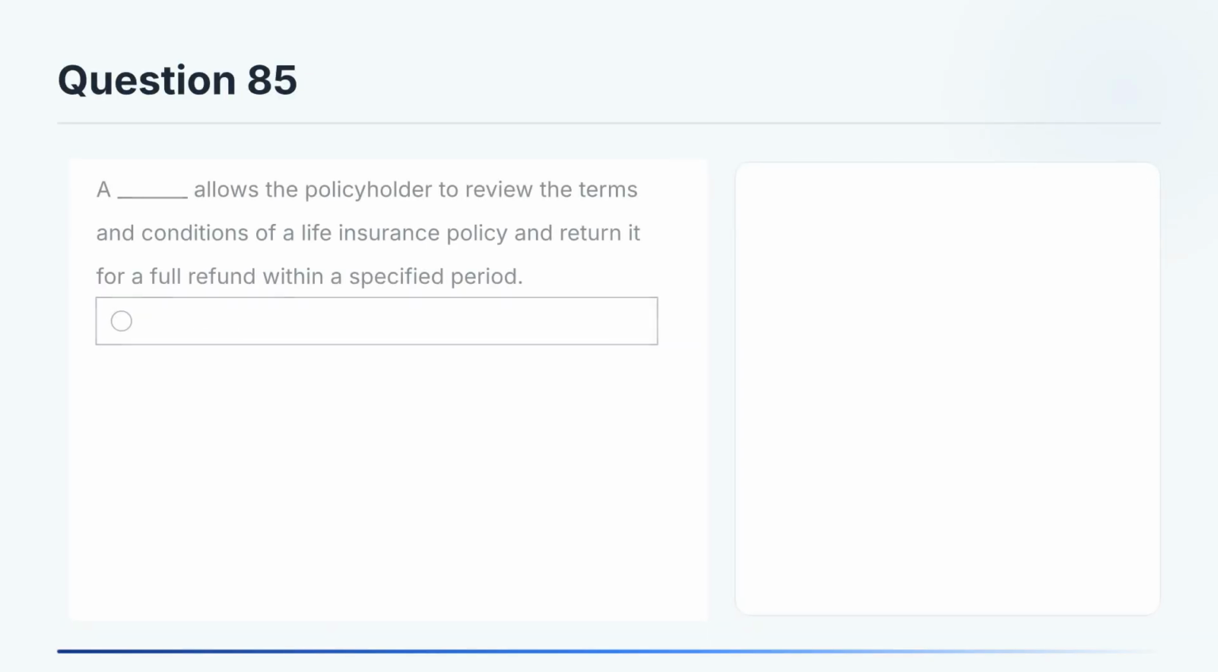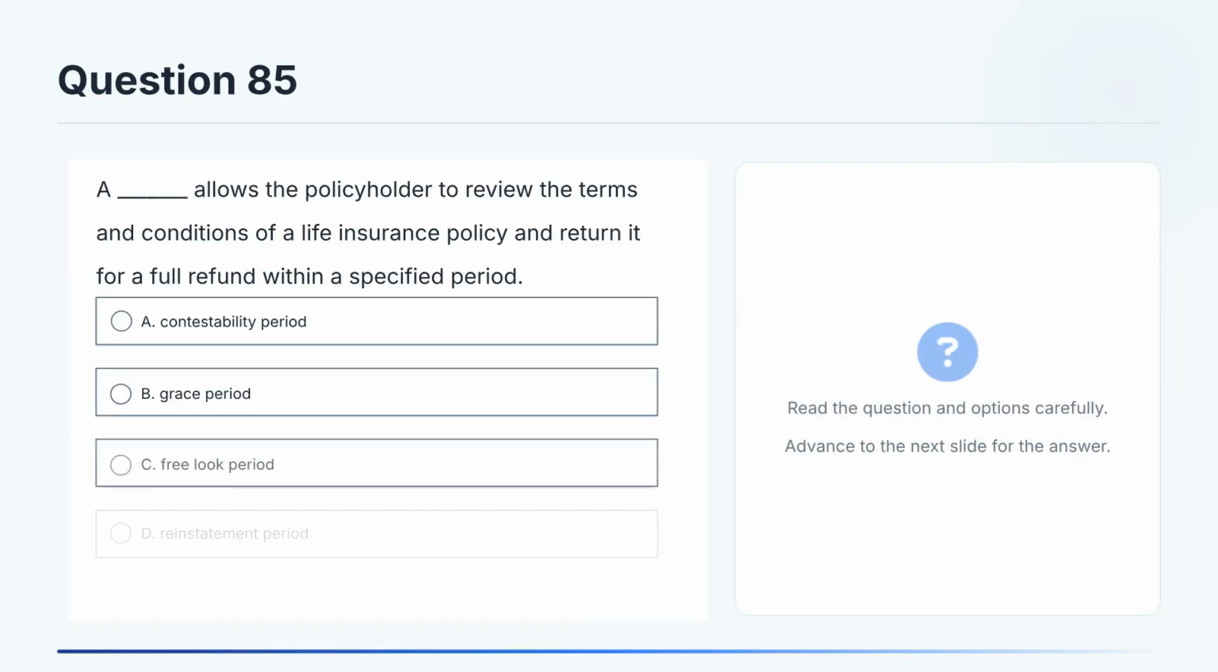Question 85. A blank allows the policyholder to review the terms and conditions of a life insurance policy and return it for a full refund within a specified period. A. Contestability period. B. Grace period. C. Free look period. D. Reinstatement period.